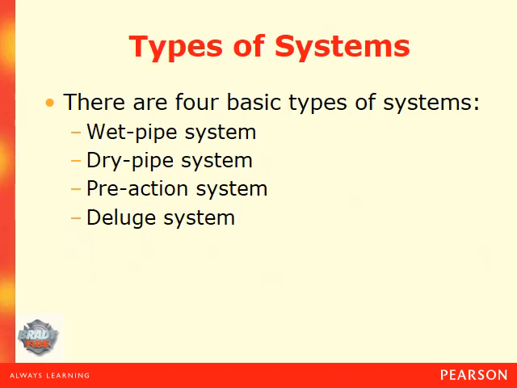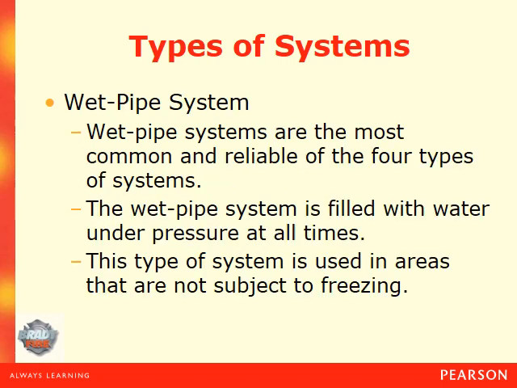There are 4 basic types of sprinkler systems: a wet pipe system, a dry pipe system, a pre-action system, and a deluge system. Wet pipe systems are the most common and reliable of the 4 types. The wet pipe system is filled with water and it is under pressure at all times. This type of system is used in areas that are not subjected to freezing.